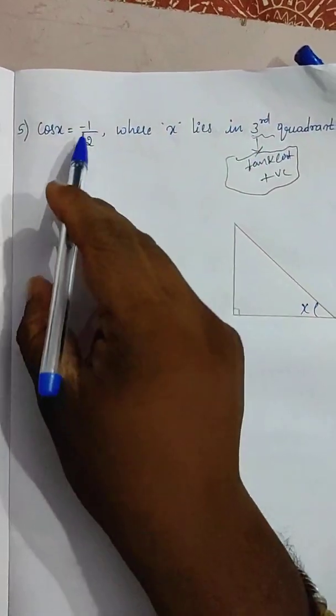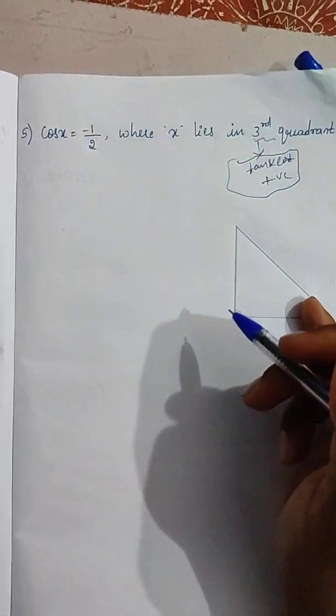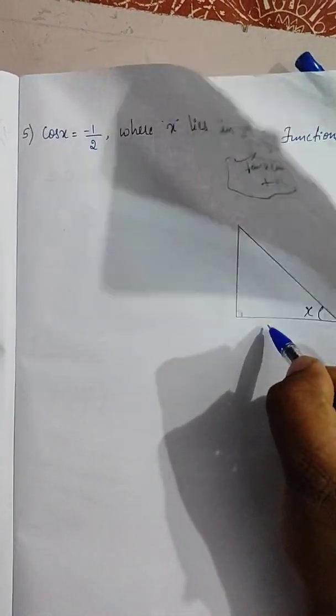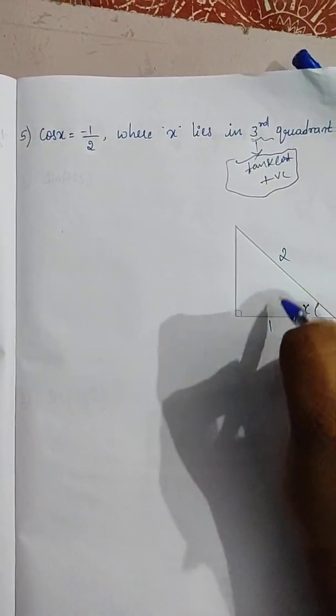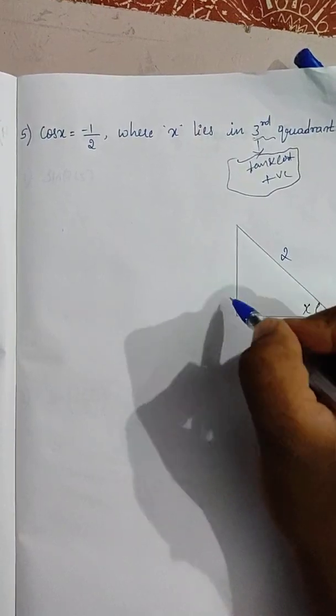Is it clear? Since cos is negative, don't write the sign here, just write the values. Cos x is adjacent by hypotenuse. Here what is the adjacent side? The adjacent side is 1, hypotenuse is 2. Adjacent by hypotenuse. You want to find the opposite side.